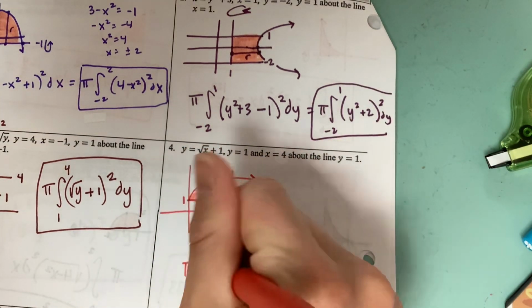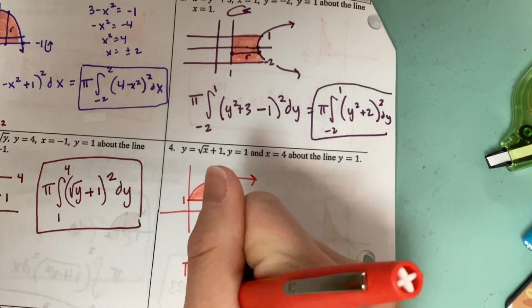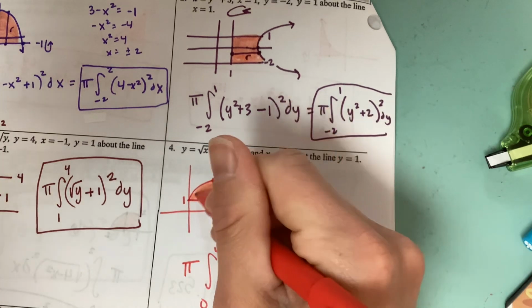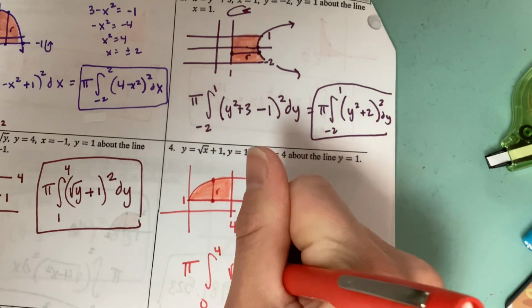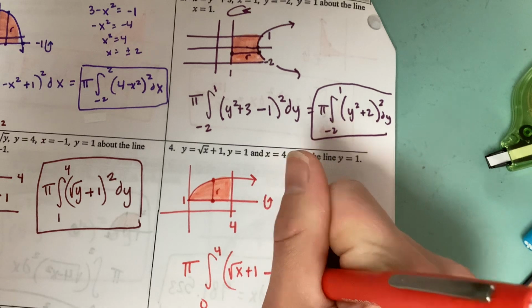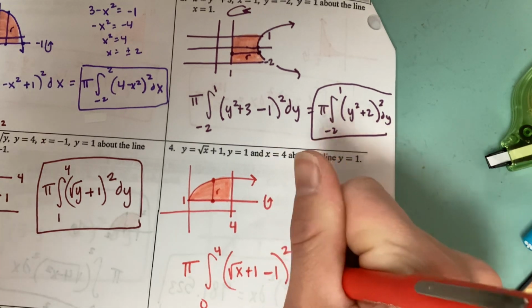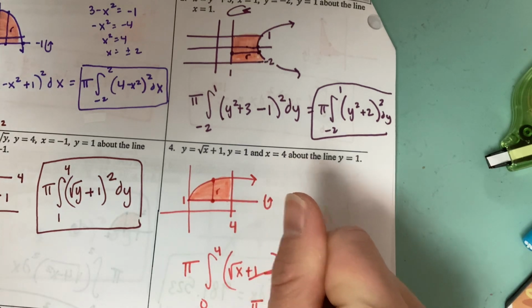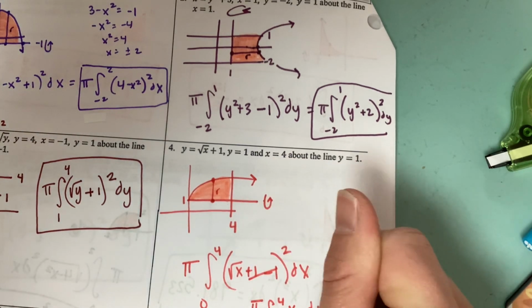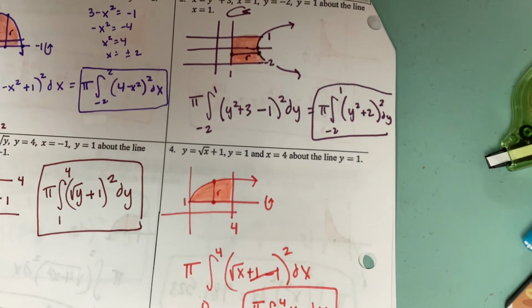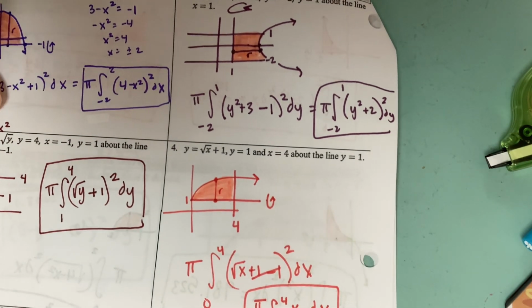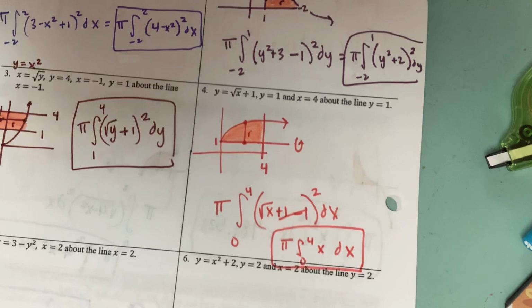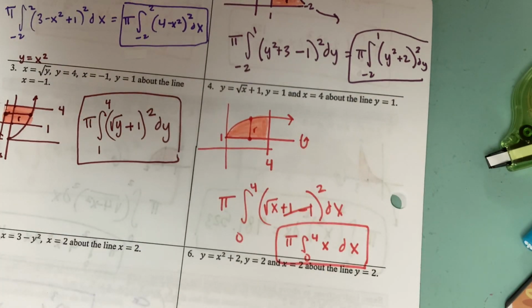So pi integral from 0 to 4, the top function, which is the square root of x plus 1, minus the bottom function, which is 1, squared dx, which those 1's will cancel, and the square root and the square will end up canceling as well. So you really just have pi integral from 0 to 4 of x dx, if you simplified.